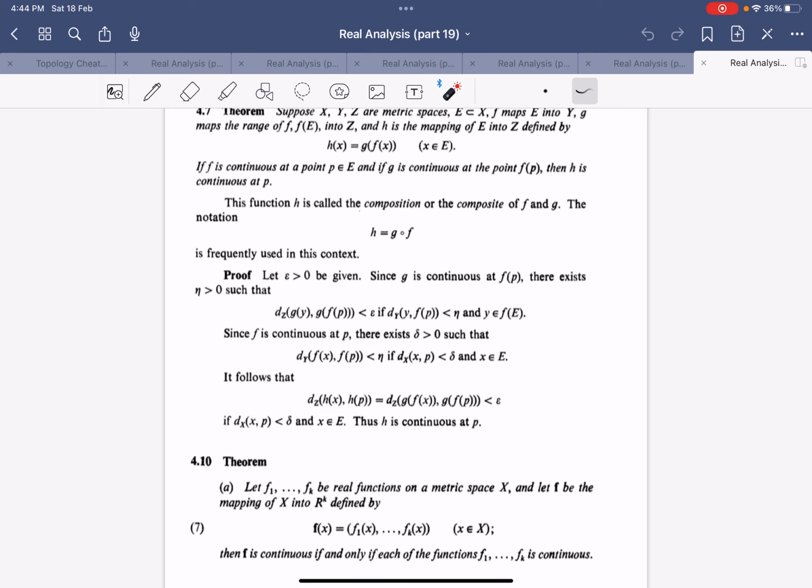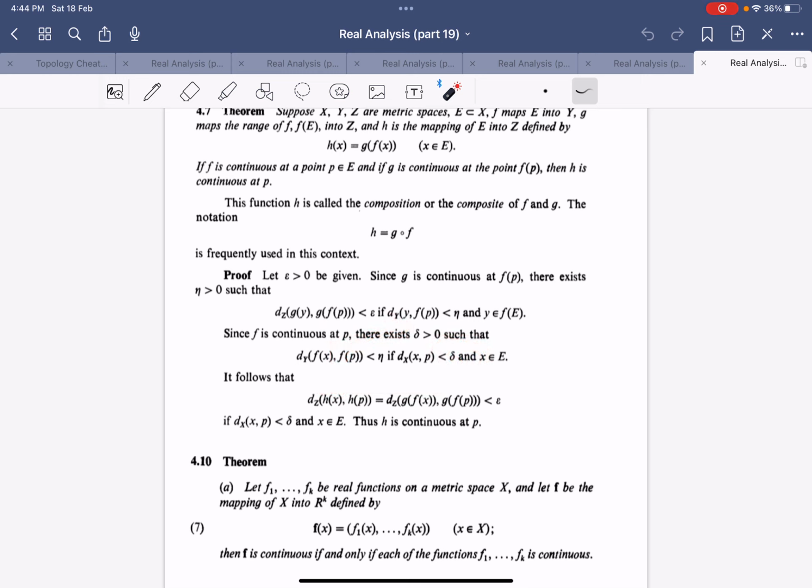And because f is continuous, we can make this true by finding a delta such that d(f(x), f(p)) is less than that number. And so we just need to choose this delta to fulfill this condition, which then fulfills the other condition, and we're done.